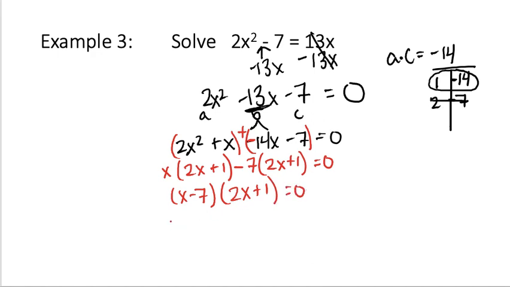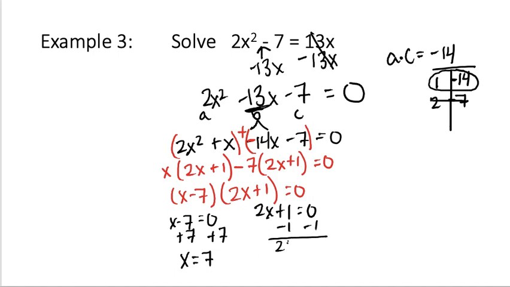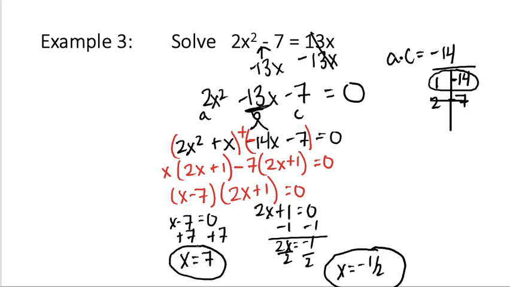So I've got my factors. Now I can solve. I take x minus 7 and I set it equal to 0. Solve for x. And we get x equals 7. I've got 2x plus 1, set it equal to 0. Solve for x. And we get x is equal to negative 1/2. So my two solutions are negative 1/2 and positive 7.